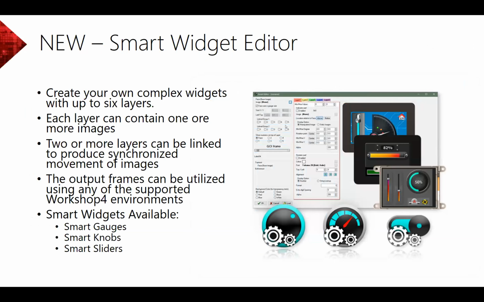But as mentioned, today we're focusing more on the Smart Widget editor and the Genie environment. The Smart Widget editor is something that allows you to create your own graphics and complex widgets on the display very easily. And you can have multiple layers within a widget. Once you've created your own widget, whether it's a meter or a gauge or a knob or a slider or something, you can then use it in any of the other supported Workshop 4 environments.